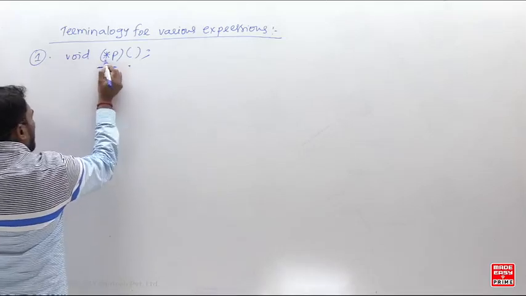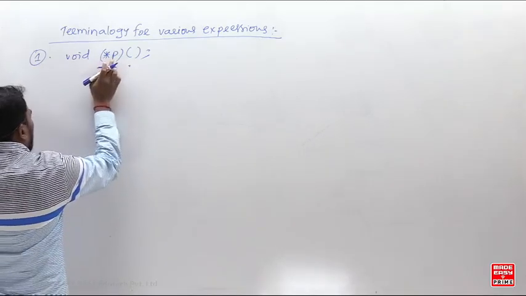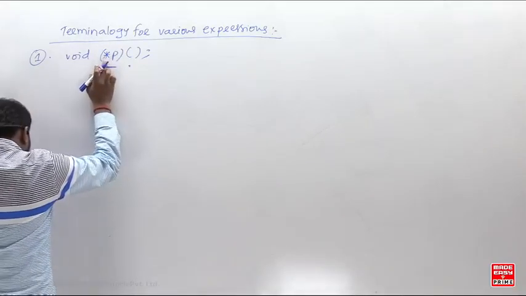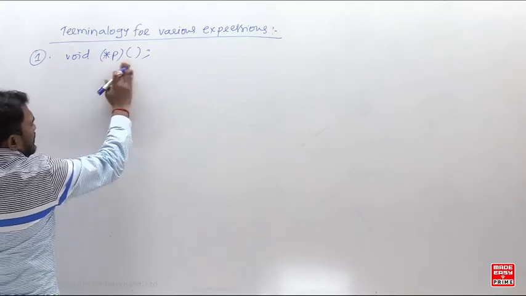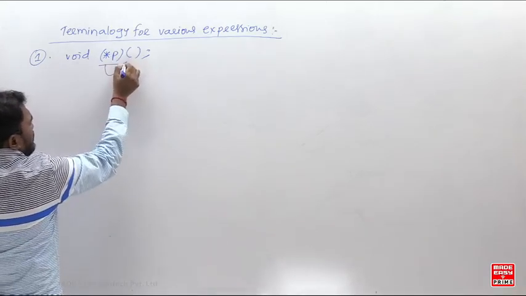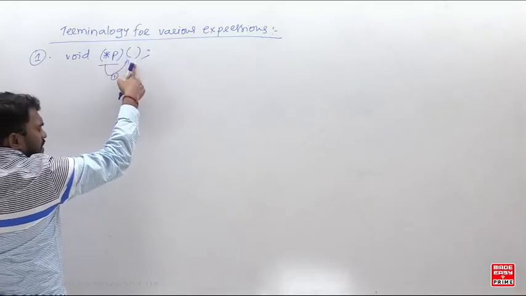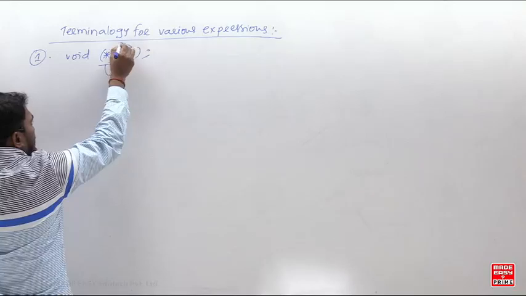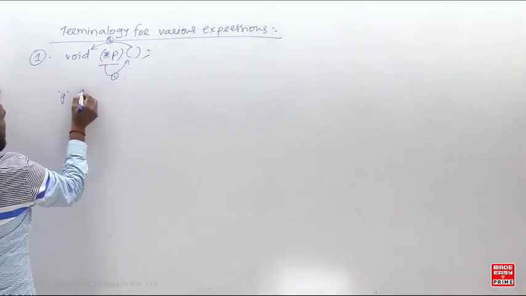Inside this you have star p. What will you read first? P, because p is an operand and star is an operator, and operand has higher precedence compared to operator. So you say p is a pointer. When you say p is a pointer, pointer to whom? A function. Is it taking an argument? No. When you say it is a function, is it returning anything? Yes, that is void. So note down, p is a pointer.